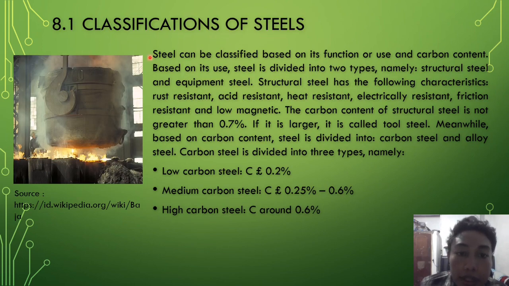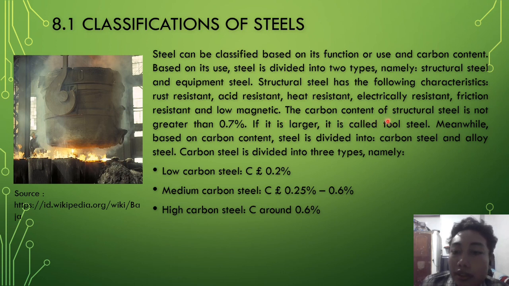Application of steel. Steel can be classified based on its function or use, and carbon content. Based on its use, steel is divided into two types, namely structural steel and equipment steel. Structural steel has the following characteristics: rust resistant, heat resistant, electrical resistant, friction resistant, and low magnetic.